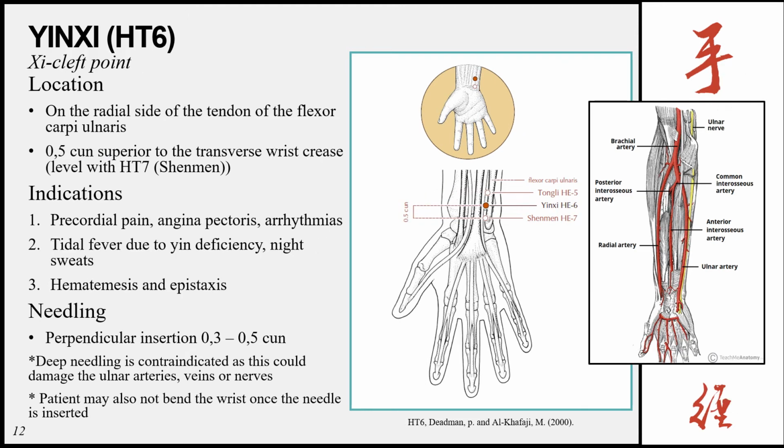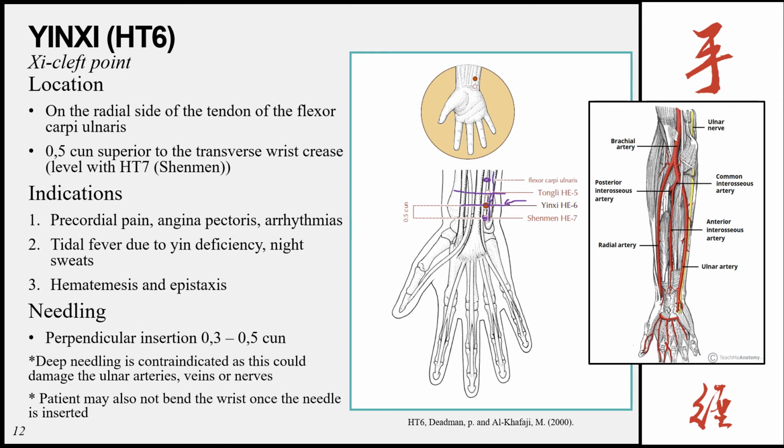Our next point is YINXI, heart 6. This is a Xi cleft point, and it's on the radial side of the tendon of the flexor carpi ulnaris. So that's the same as the previous 2 points, and this time we're 0.5 tsun superior to the transverse wrist crease. So like I mentioned in the previous one, you can locate heart 7 and heart 4 up here and divide it into 3 equal portions. And this time we're on this portion here. And then once again, just radial to this tendon.